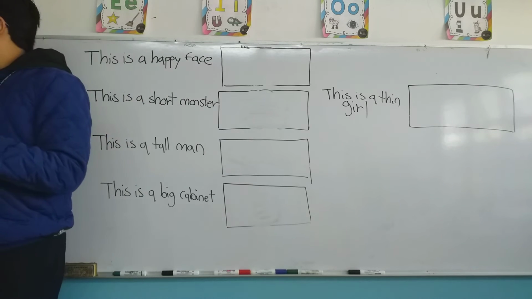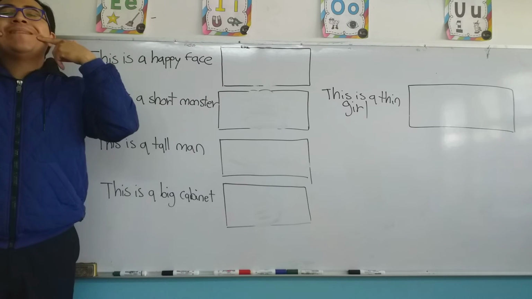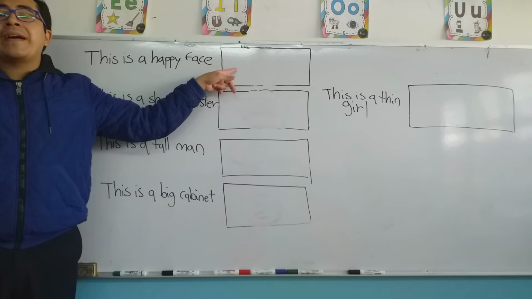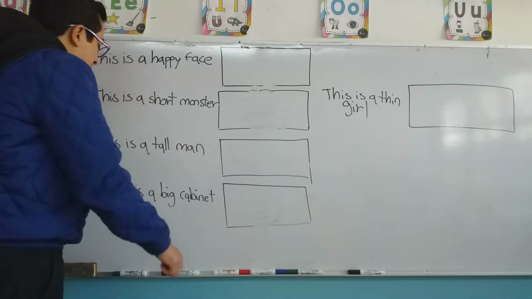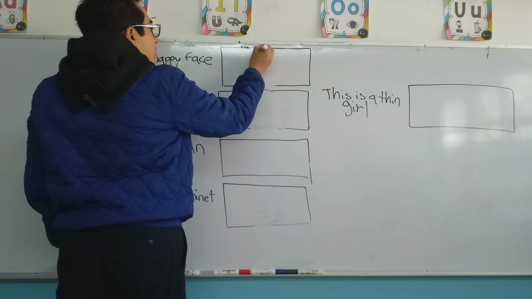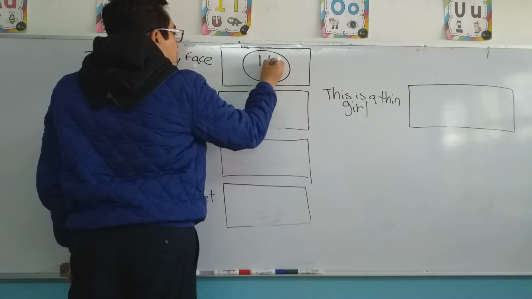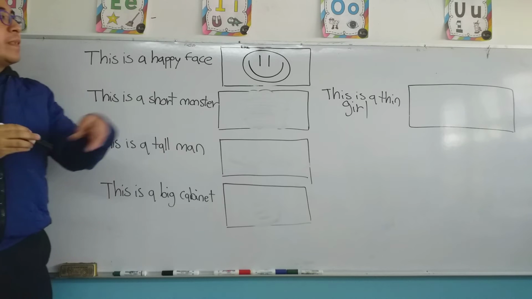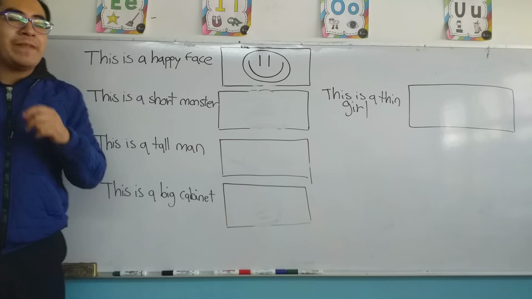So, for the first sentence that appears on the second part of the activity, page 134, we have, this is a happy face. This is a happy face. Esto es una cara feliz. So, once again, using our emojis, we have a circle and the expression of a person smiling. This is a happy face. Esto es una cara feliz.